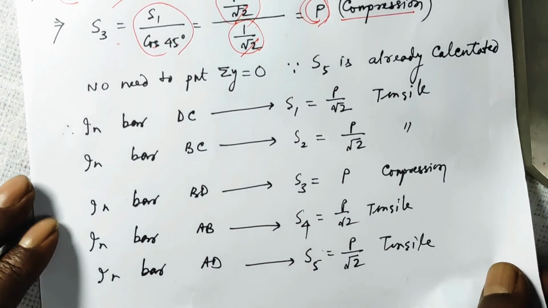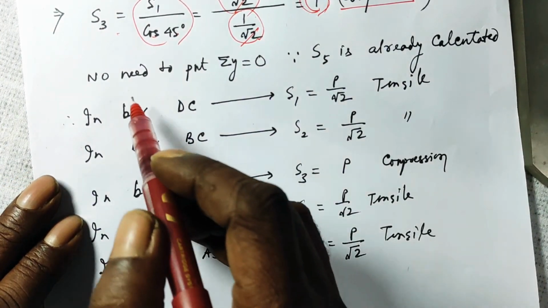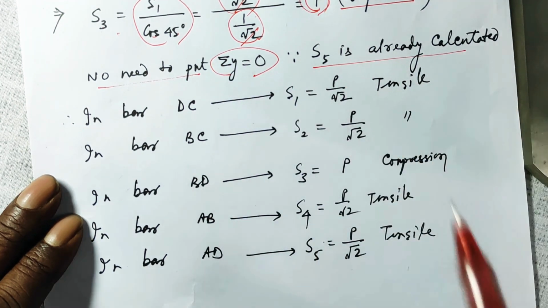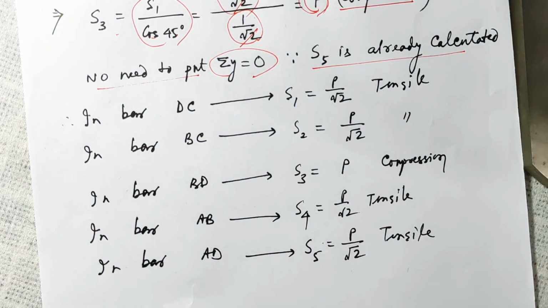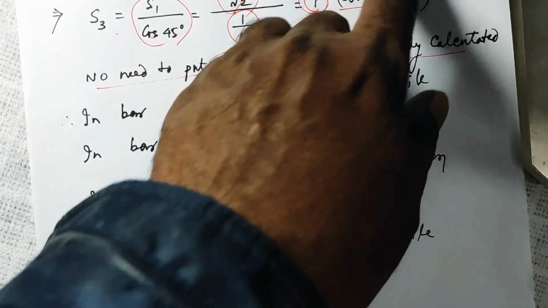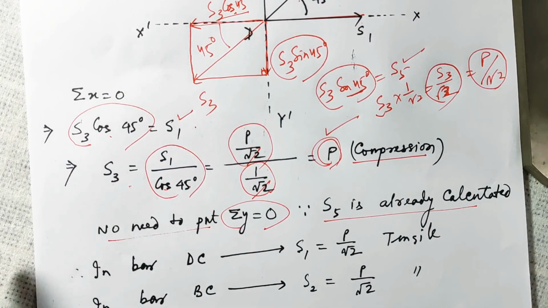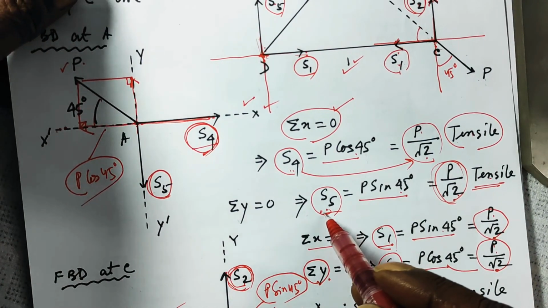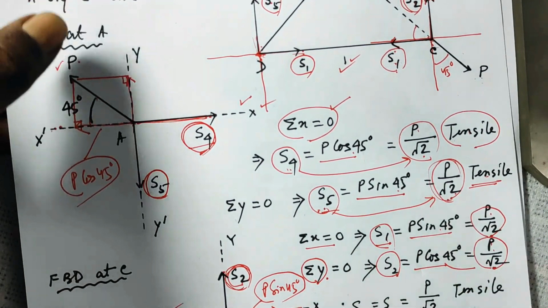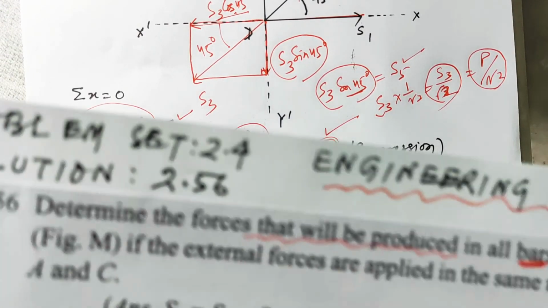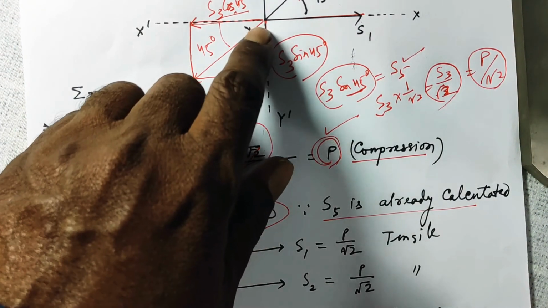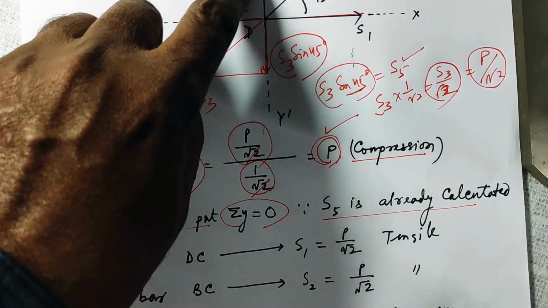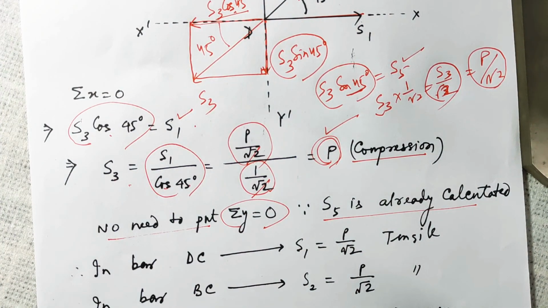So I have finally summarized it. There is no need to put sigma y because S5 is already calculated here. But if you still want to find it out, you can do so at point D. S5 was already found as P over root 2. But if you are interested, you can take S3 sine 45 equal to S5 and find out S5.